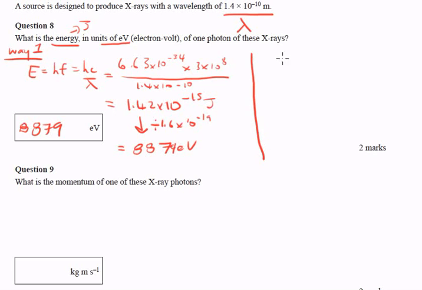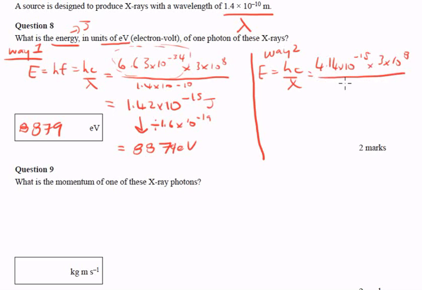If you do it way 2, you get the same answer, but instead of this Planck's constant here, you use the other Planck's constant on your formula sheet. So E equals hc over lambda, with the other Planck's constant on your formula sheet being 4.14 by 10 to the minus 15. This has different units, that's why it's a different number. Still the speed of light, still the wavelength, and that comes out straight away at the answer, 8879 electron volts.